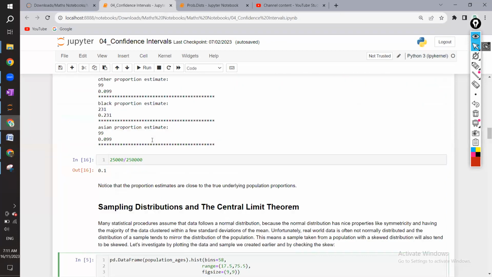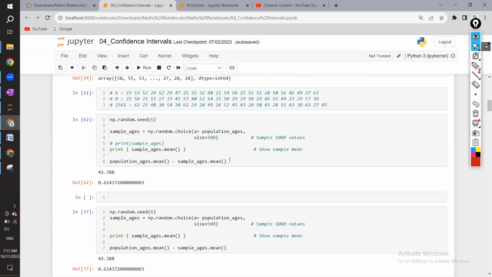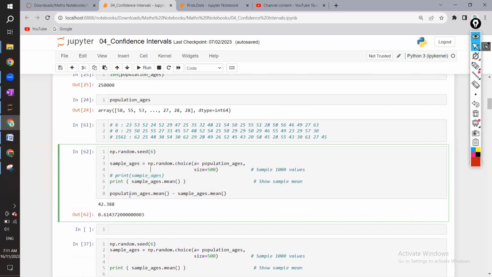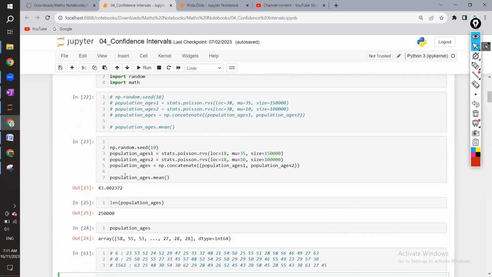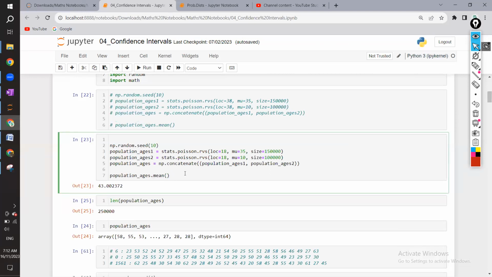Let me give a quick recap. Yesterday we created two populations, population 1 and population 2, and we calculated the population mean. You remember this population mean? After that I showed you two things: the sample point estimate and also the proportion point estimate. Going back, we have this population mean. What is the actual population mean? 43.00. We took two Poisson distributions and concatenated them, and we got population ages. Now the population ages mean is 43.0. Are we good till this point? Did you remember this from yesterday? Yeah, Santosh. Okay, fine.